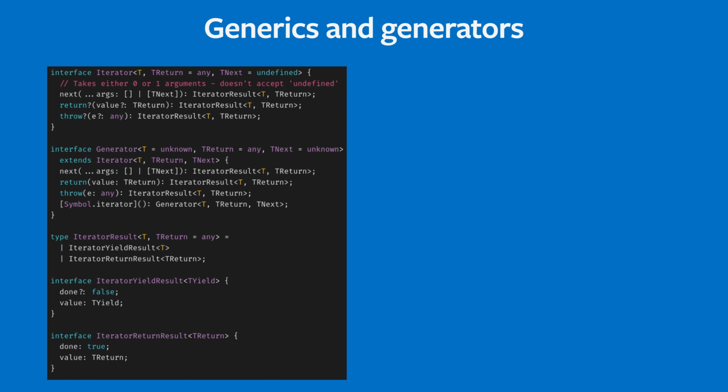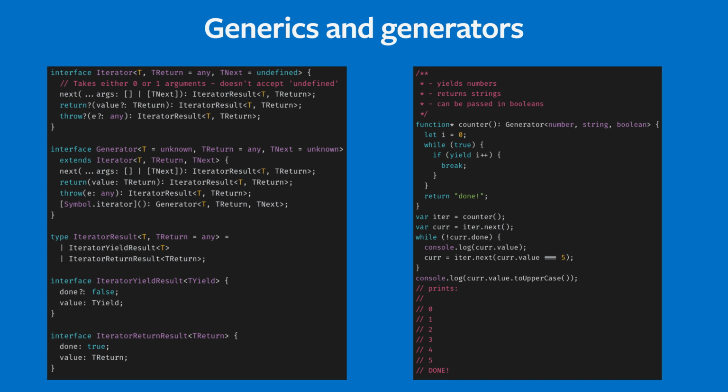Next, after generator, we will specify the type of iterator result. It will return a yield result or a return result. Yield result contains an optional property done and some value, and the return result will contain done and also a required property value.